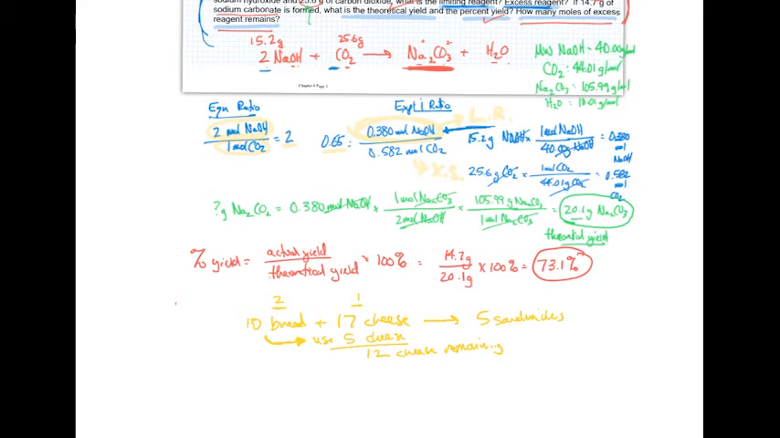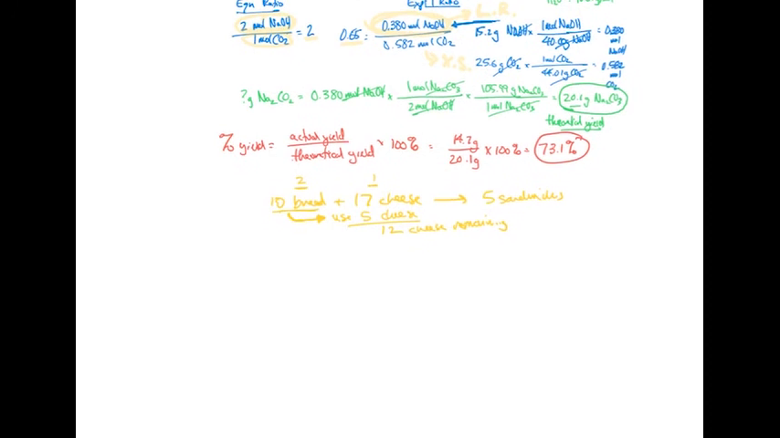Let me say that again. We start with the limiting reagent, same thing as if we're counting the theoretical yield, but now we're going to find out how much of the excess will get used, again based on the stoichiometric ratio, and then we're going to subtract the amount that got used from the amount we started with.